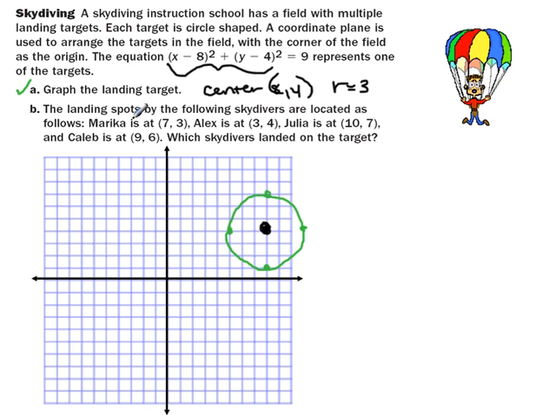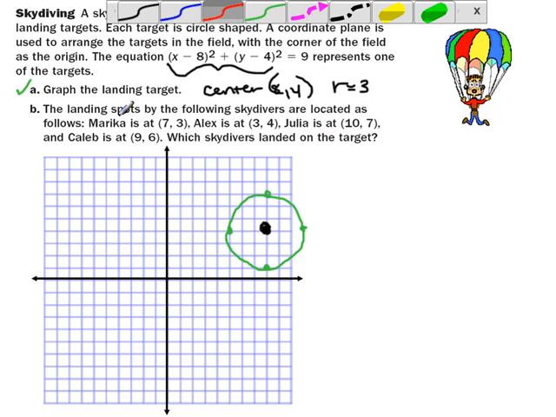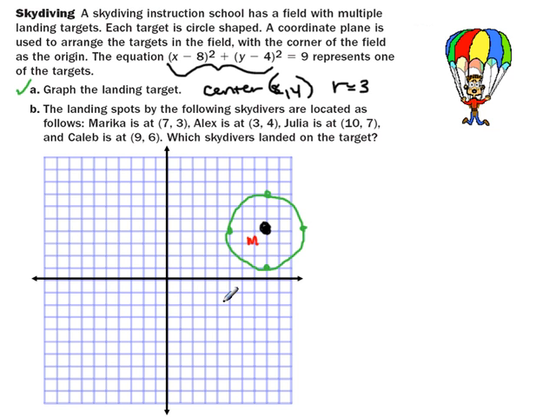The next part says that the landing spots by the following skydivers are located as follows. So we have somebody, Marika. She's at (7, 3). 1, 2, 3, 4, 5, 6, 7, up 1, 2, 3. So this is Marika. Alex is at (3, 4). 1, 2, 3, up 1, 2, 3, 4. Julia is at (10, 7). 1, 2, 3, 4, 5, 6, 7, 8, 9, 10, and up 7. J for Julia.